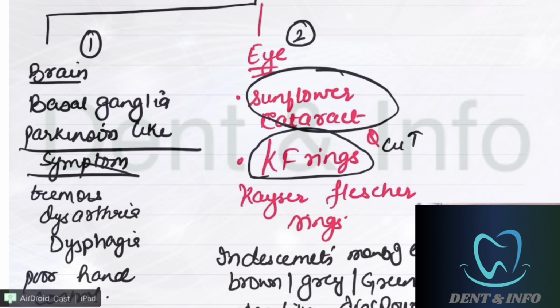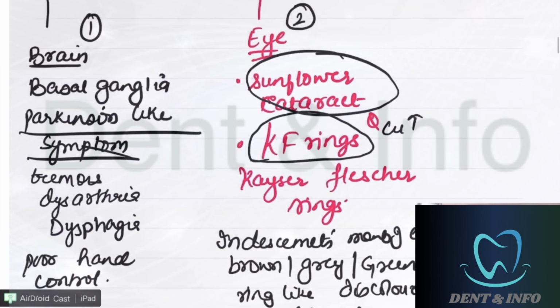Okay, next, brain. In the brain copper will get deposited. Let me just switch on the fan. That is why I fall ill. I start feeling very hot and then I switch on the fan and then I fall ill. But then what to do?